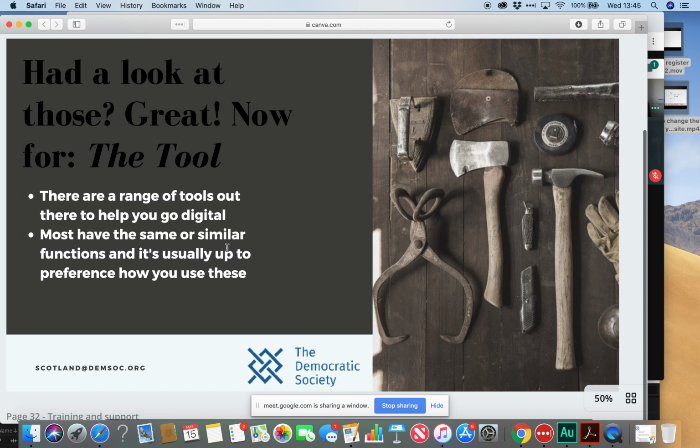Now I'm going to talk a little bit about the tools. There are hundreds and hundreds of tools out there that can help you go digital. Most have the same or even similar functions, and it's usually down to preference, or even the way they look and feel, the aesthetic of some of the tools, and it's up to you how you use these. So, some of the tools that are on the radar.